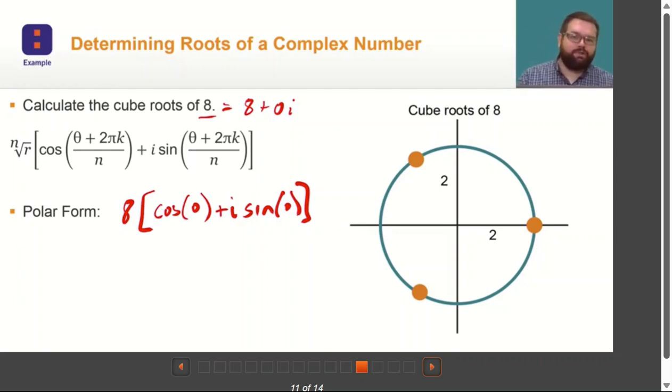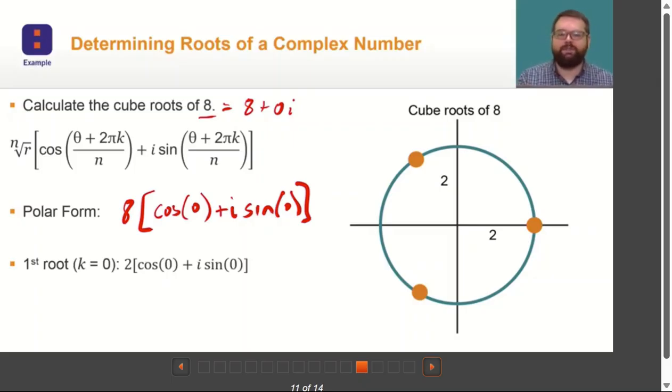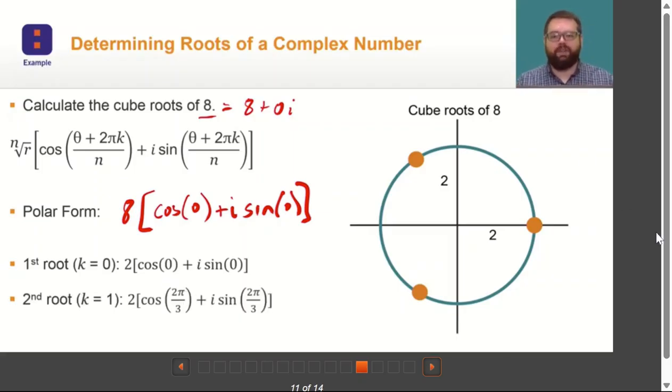To calculate the first root, take the cube root of the modulus and divide the argument by the value of n, which is 3. The value of k is 0, and so the result is 2 times the cosine of 0 plus i times the sine of 0. To calculate the second root, set k equal to 1. This adds 2 pi over 3 to the argument of the first root, so the result is 2 times the cosine of 2 pi over 3 plus i times the sine of 2 pi over 3.